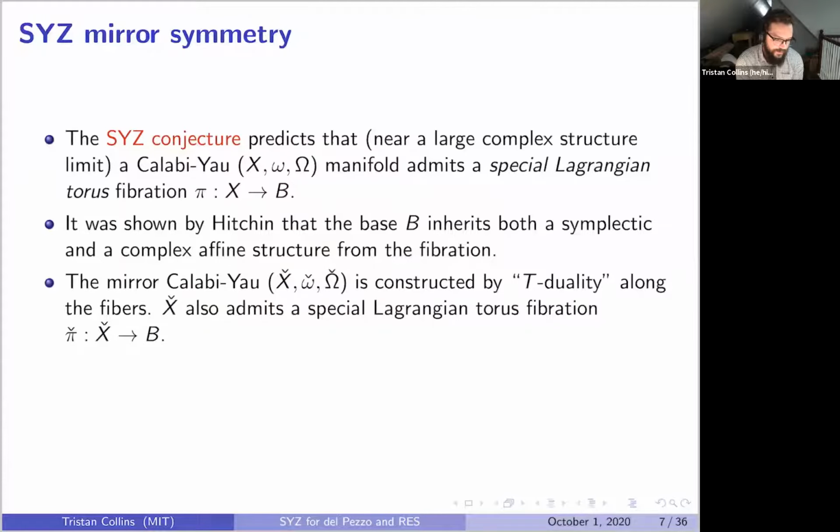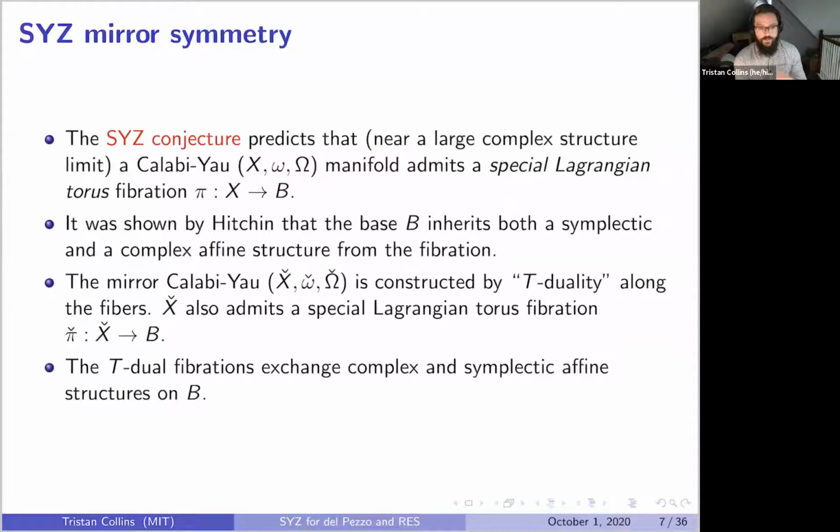The dual manifold also admits this special Lagrangian torus fibration, so it has these dual torus fibers. In particular, the base again inherits a complex and symplectic affine structure from this dual fibration. And then mirror symmetry is supposed to exchange these two: it exchanges the complex affine structure with the symplectic affine structure on the mirror, and vice versa. That's the rough statement of the SYZ conjecture. Of course, it's probably false in this generality, but there are some versions where you can weaken various parts. Anyways, this is what I'm going to take to be the SYZ conjecture.